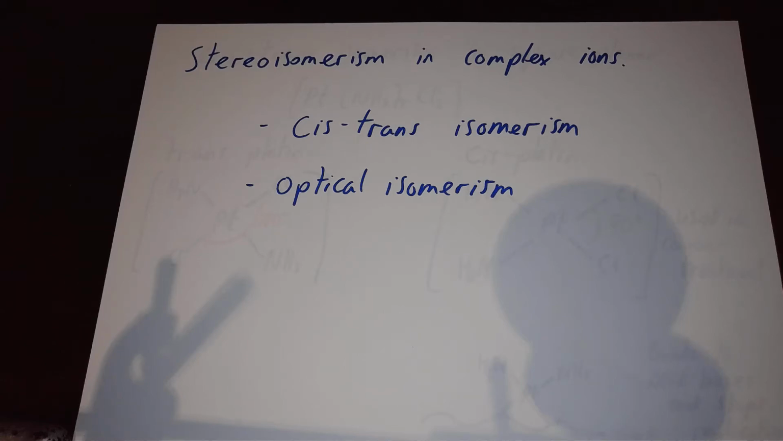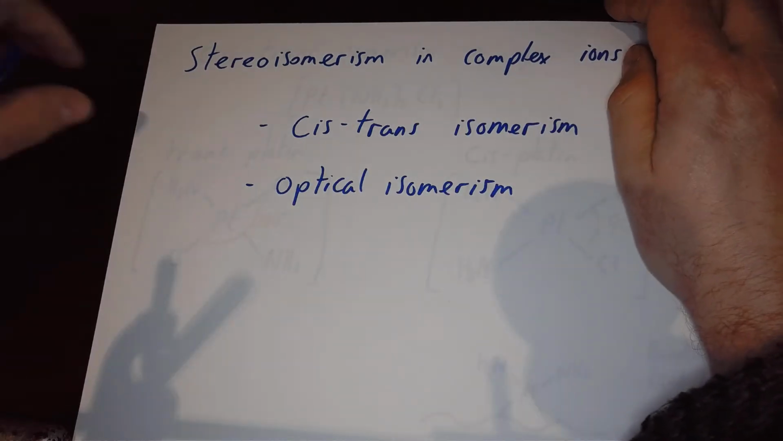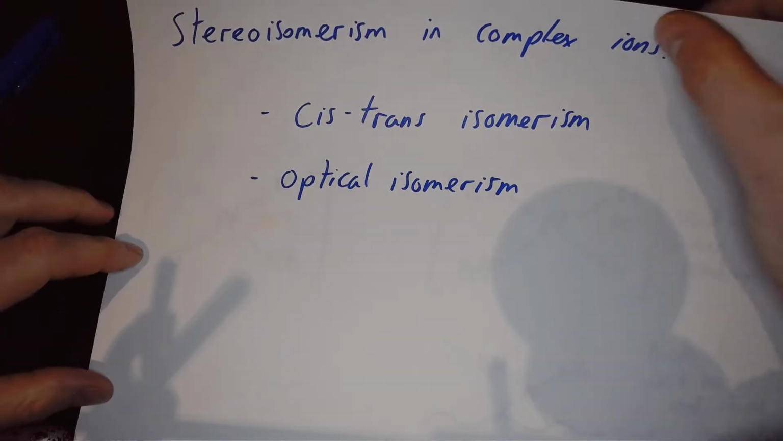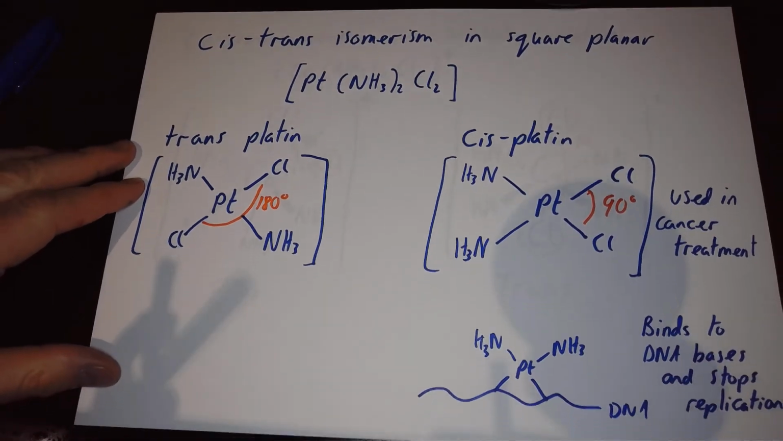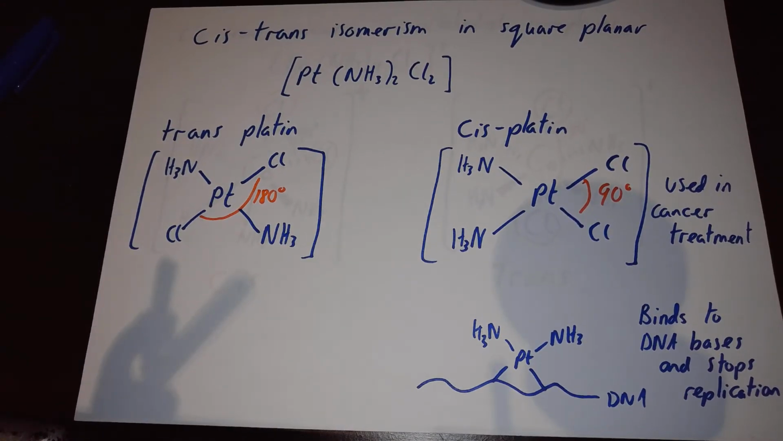In this video, we'll look at the two types of stereoisomerism that we see in complex ions. And the two types are cis-trans isomerism and optical isomerism. So, we'll start off by looking at cis-trans isomerism in square planar complexes.